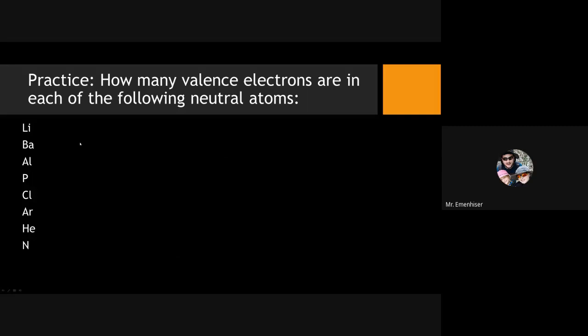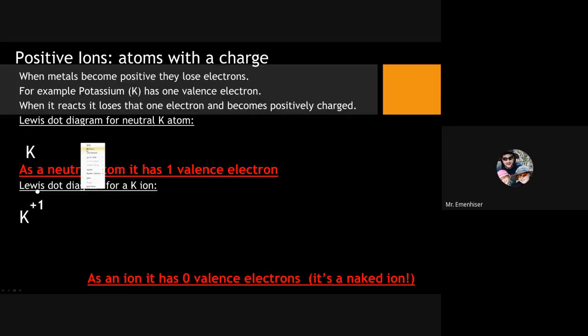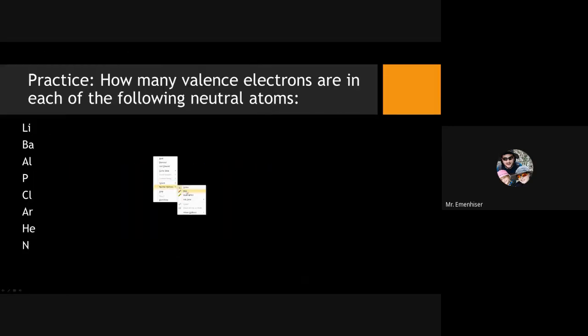Okay, so let's open our PowerPoint or Nearpod. We're going to draw on it: 1, 2, 3, 5, 7, 8. Now, argon's a noble gas, and he's in group 8, so he's 8, but helium is 2, and nitrogen is 5. If I drew the Lewis dot diagram for each of these, which you guys don't have to, but if you want to, you can.